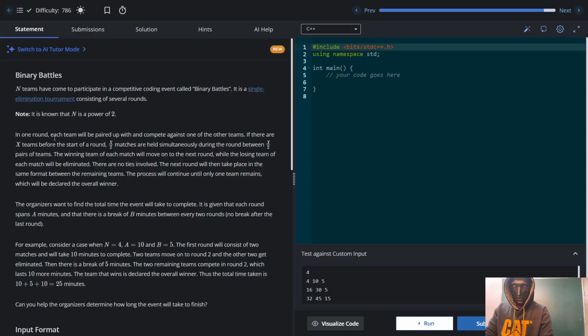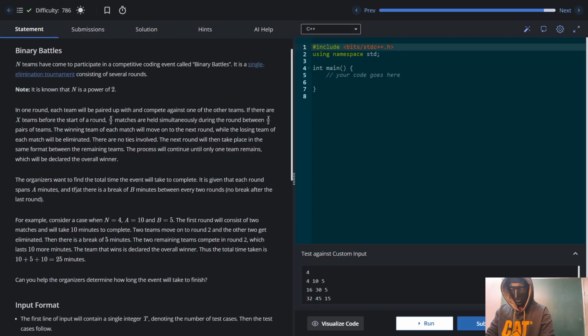If there are X teams before the start of a round, X by 2 matches are held simultaneously during the round between X by 2 pairs of teams. The winning team of each match will move on to the next round, while the losing team of each match will be eliminated. There are no ties involved. The next round will then take place in the same format between the remaining teams. There is always a win or lose. The process will continue until only one team remains, which will be declared the overall winner.